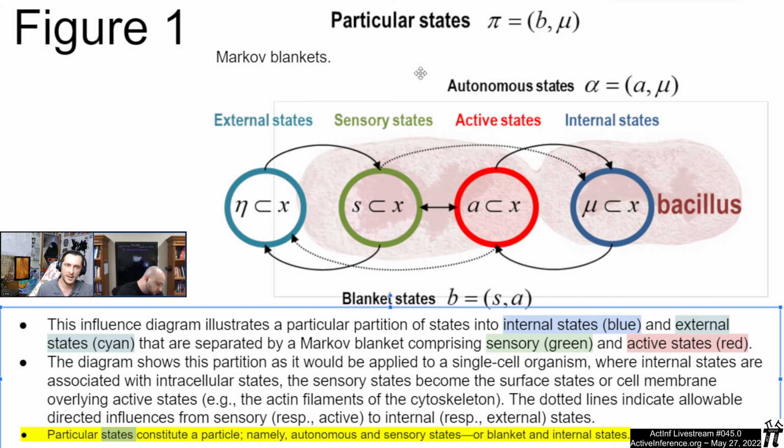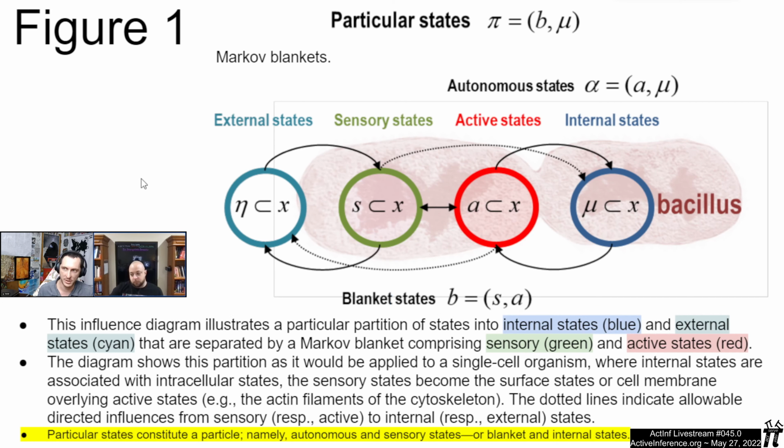And then there are a few couples of states, sets of states that we are going to care about, and the equations that describe them have super different implications. So one set of states that's interesting to compare together is the blanket states. B is the set of S and A.